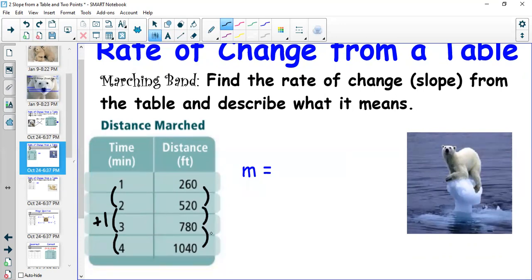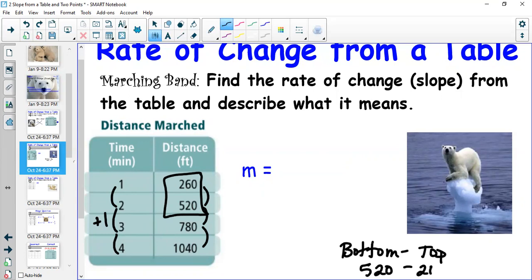Now, some of you guys can do this in your head, which is great. If that's the case, go for it every time. If you're having trouble with it, pick 2 points and always do the bottom minus the top. So in this case, I would do 520, that's my bottom number, minus my top number, 260, and that would give us a change of positive 260. Again, you can do that by hand or by calculator.